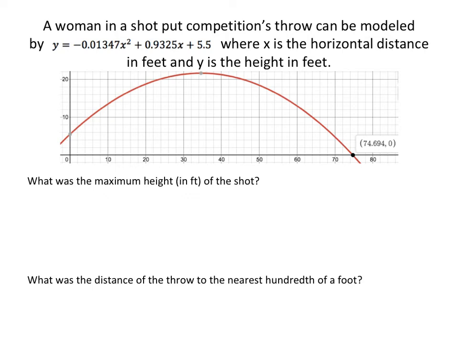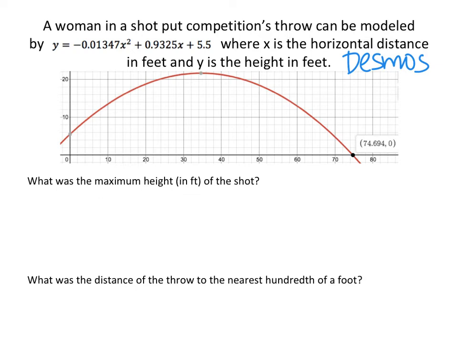Last example, a woman in a shot put competition's throw can be modeled by this equation right here, where x is the horizontal distance in feet and y is the height in feet. This problem actually didn't originally give the graph. I put the graph here. I graphed it with Desmos, which is a good tool. You can just Google Desmos. There you're able to put in the equation and then look at the graph like this.